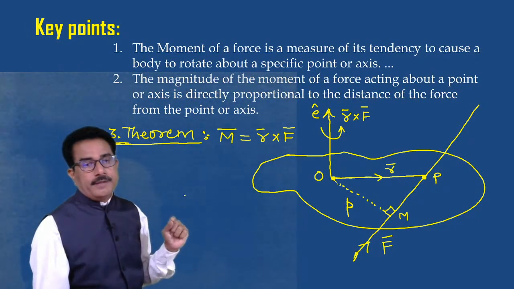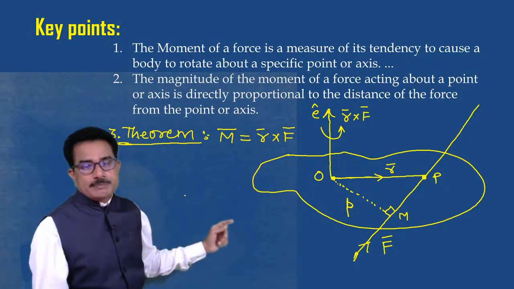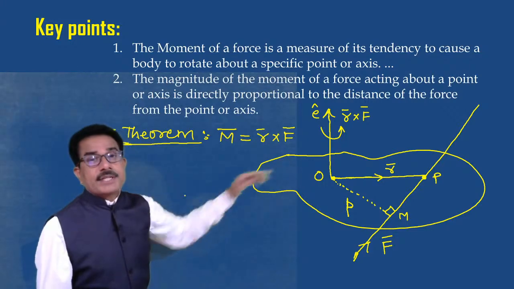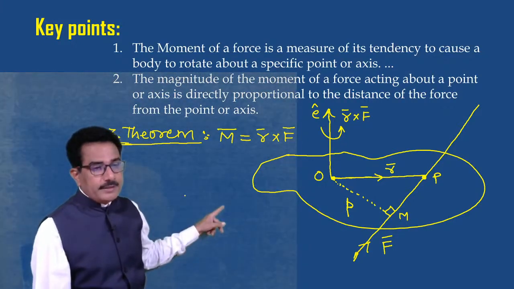See this diagram, OP bar is equal to R bar. The perpendicular distance from a point O to the line of action of the force is considered as small p. See this, small p.